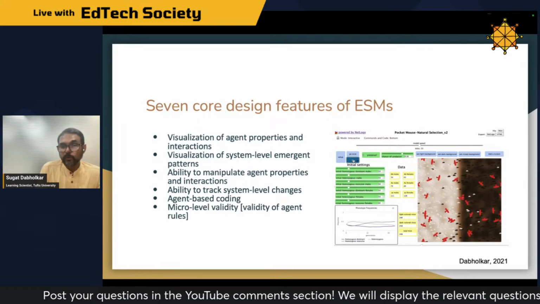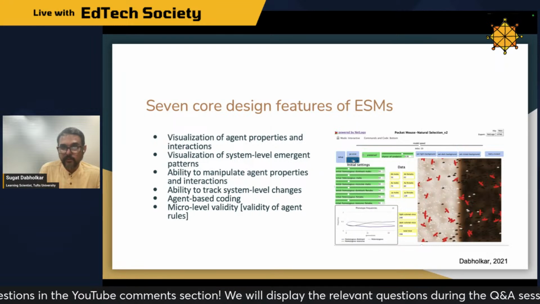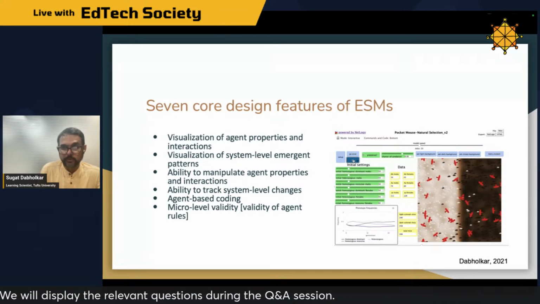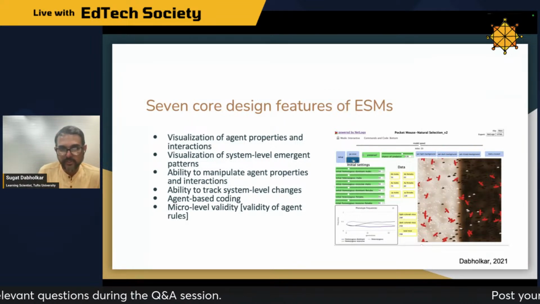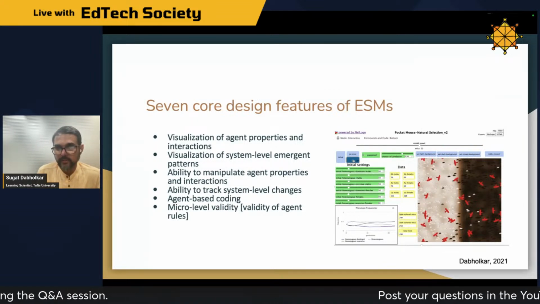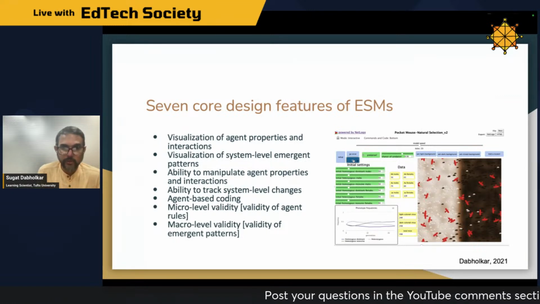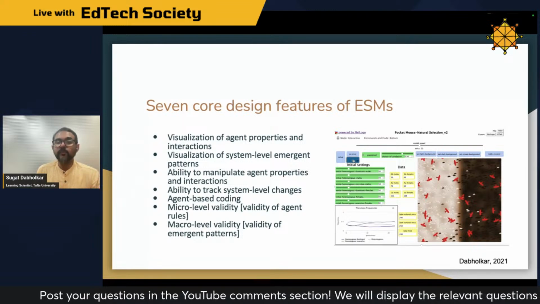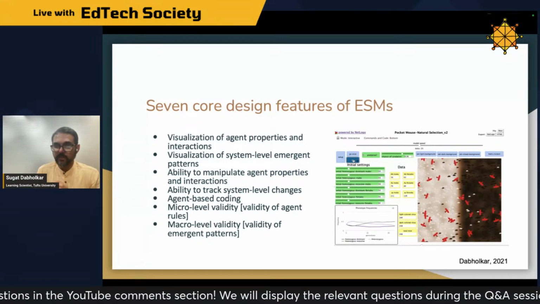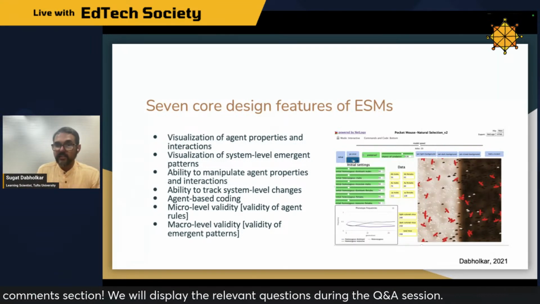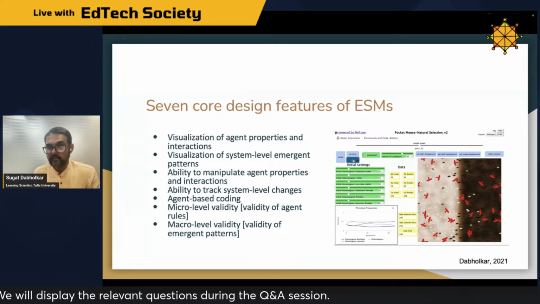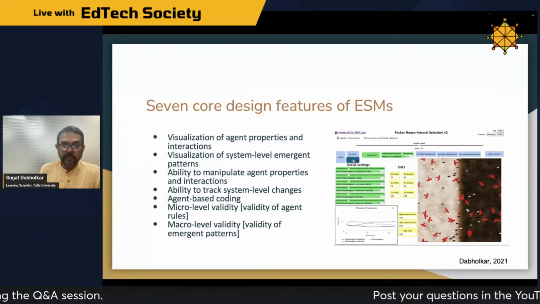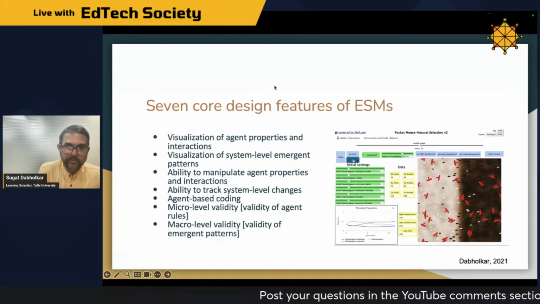So, 2 important validity things that are also important. One is micro level validity, so validity of agent rules. So, the rules of inheritance, for example, if those are modeled properly. And second is macro level validity of emergent patterns. So, is it really happening that the dark colored mice are predominantly present in the dark regions and light colored mice are predominantly present in the light region? So these 7 ideas are core design features of ESMs.